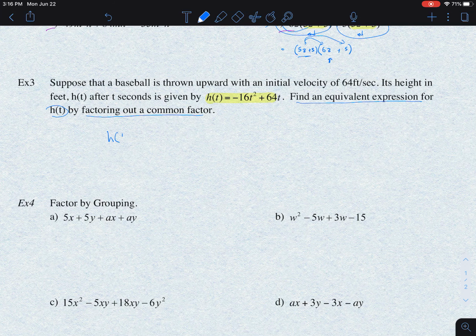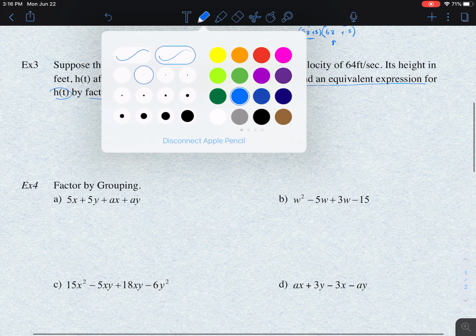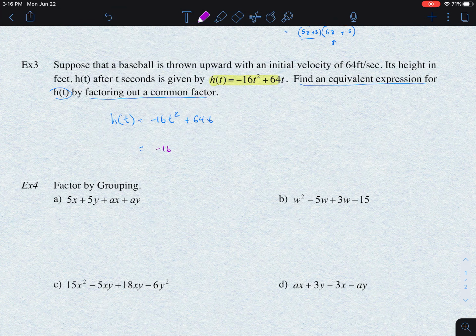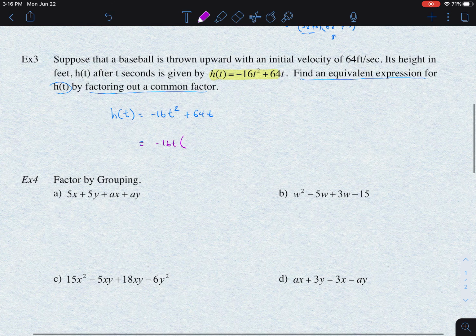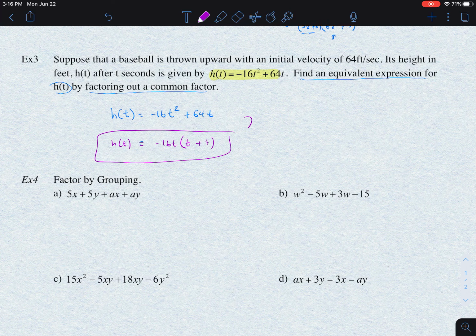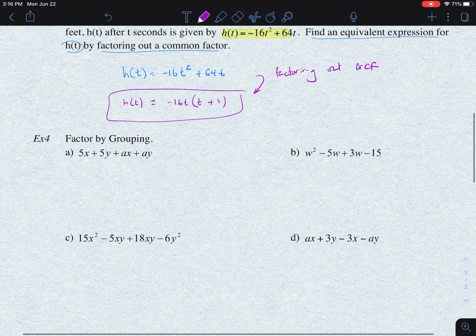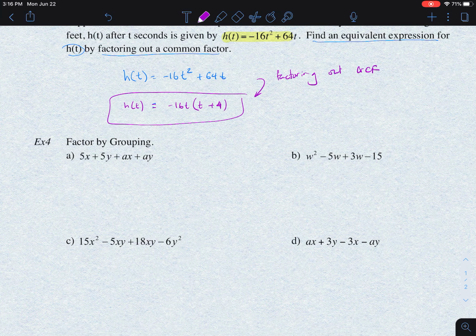So it's saying take this h of t and rewrite it as an equivalent expression by using a common factor. A common factor in this case is negative 16 for the coefficient, and there's a t there. So if we factor out negative 16t, we're left with t right there, and then plus 4 right there. So h of t now becomes this equivalent expression by just factoring out the GCF. We'll come back to this example in the next couple of lessons.